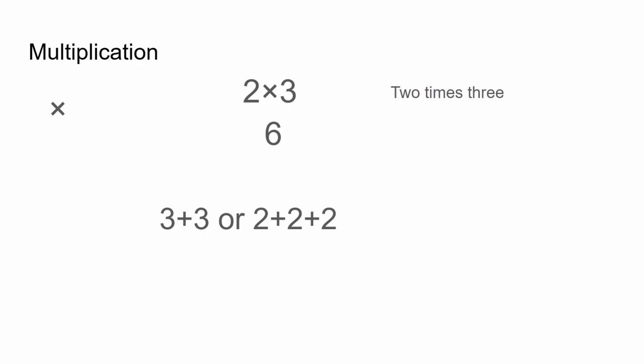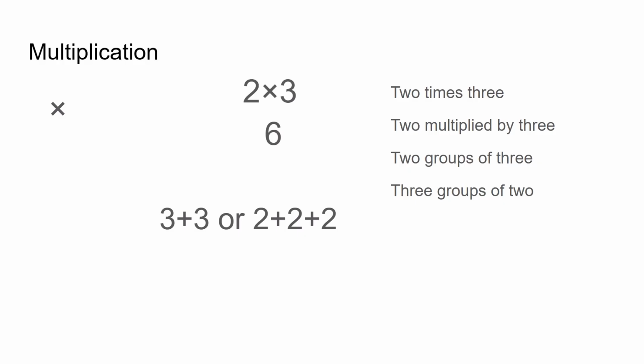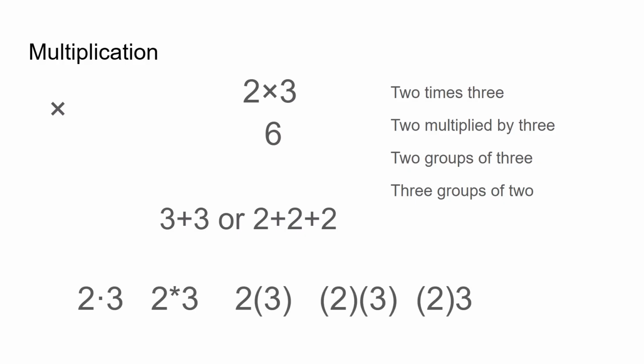This can be said 2 times 3, 2 multiplied by 3, or 2 groups of 3, or 3 groups of 2. There are also more ways to show multiplication, like with the dot, an asterisk, or parentheses. In fact, if two separate numbers are next to each other, multiplication is the assumed operation, unless otherwise stated.